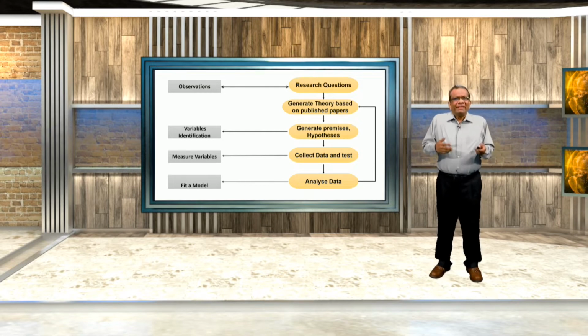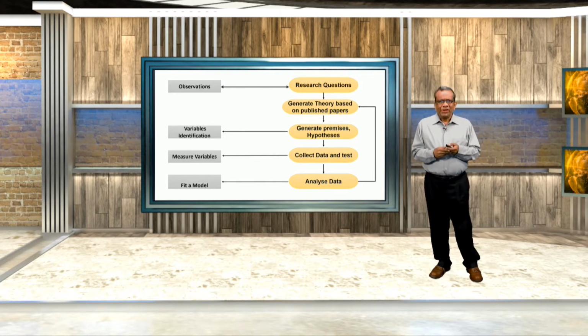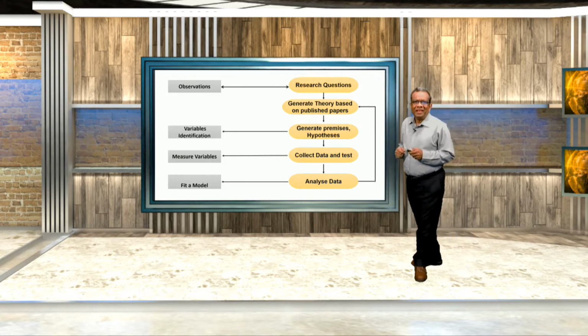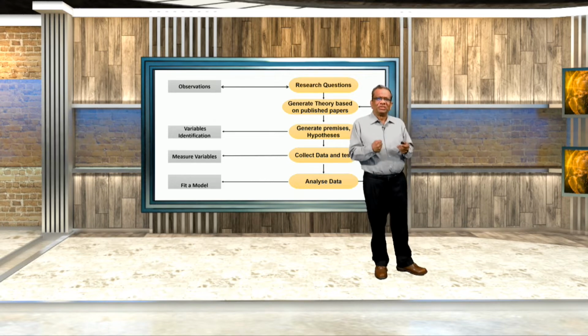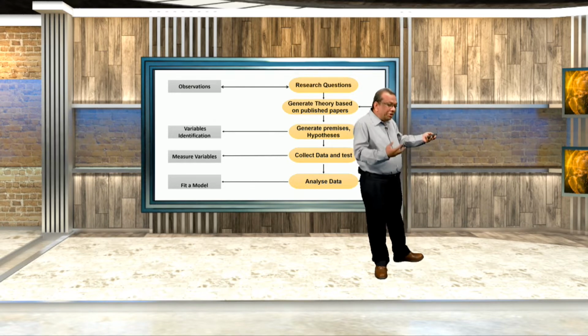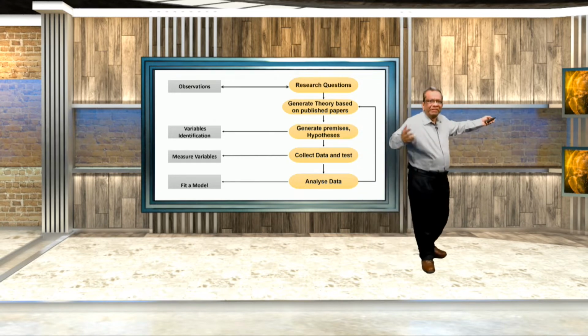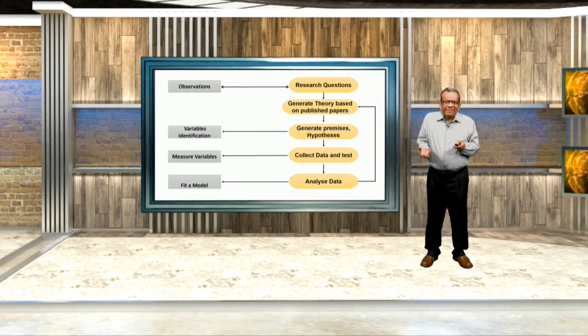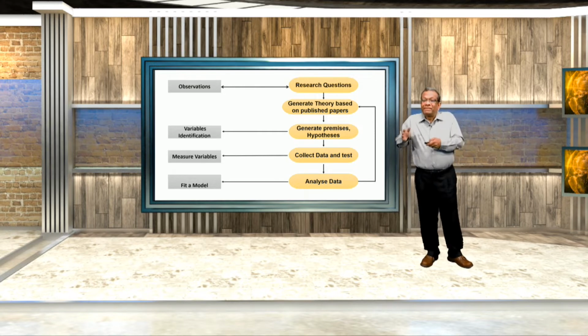Now, once you make the observation, you will have a set of research questions. These research questions are obtained from the initial observations you made about your entire space. And based on this, you will generate theory, and this theory is generated based on published papers.